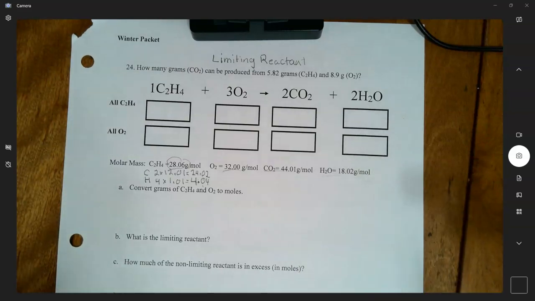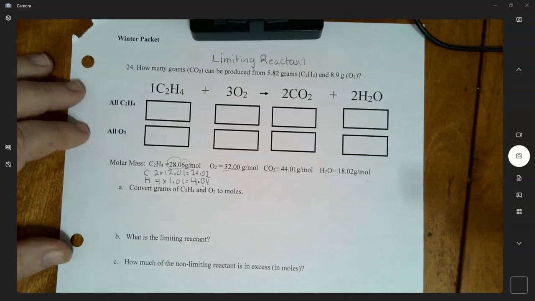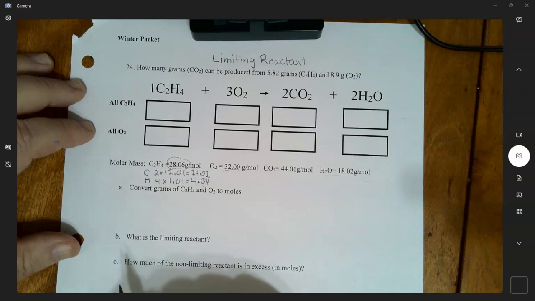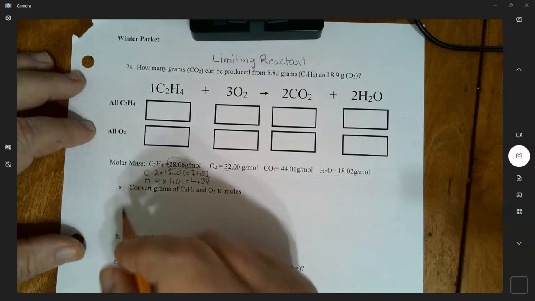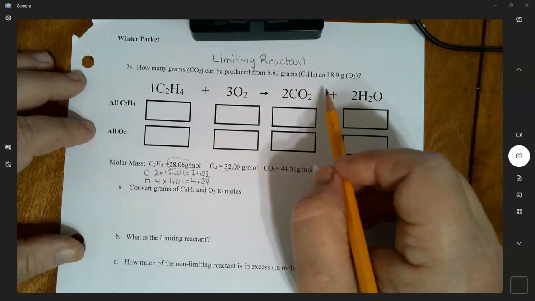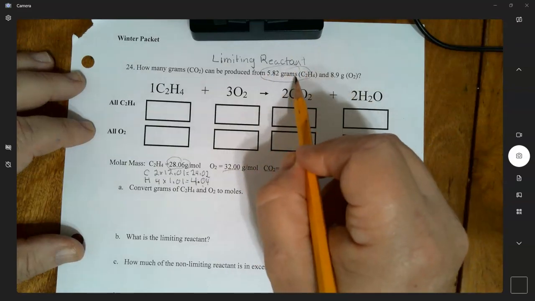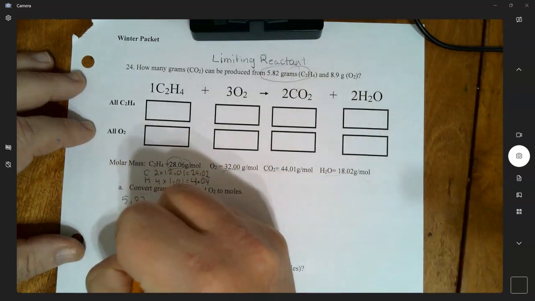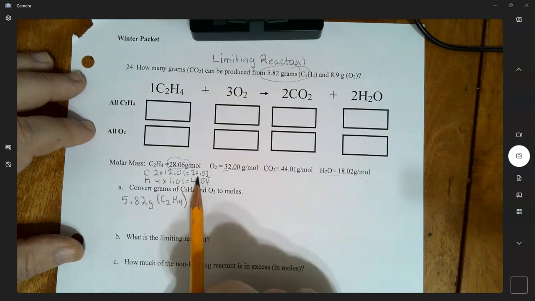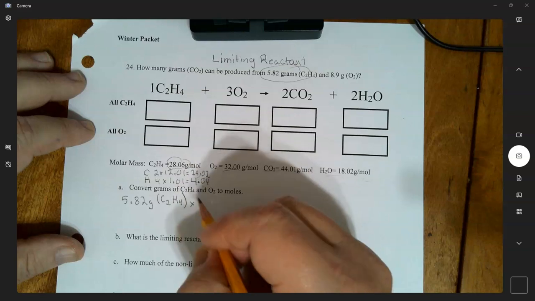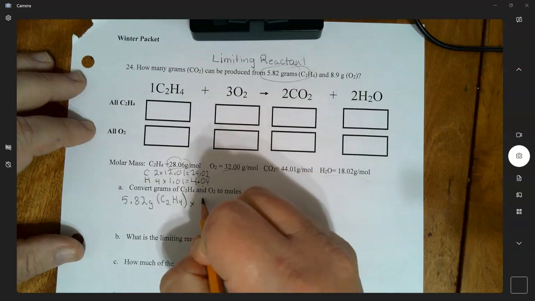Okay, so now we need to do a molar mass conversion. That should not be a mystery to you at this point, how we do this. Practice them. At some point you've got to grind this stuff into your memory. We've done enough of these, you should be able to do that. So let's go ahead and do it for C2H4. We were given 5.82 grams of C2H4, and the molar mass is 1 mole of C2H4 equals 28.06 grams. We need moles on the top because we're converting to moles.